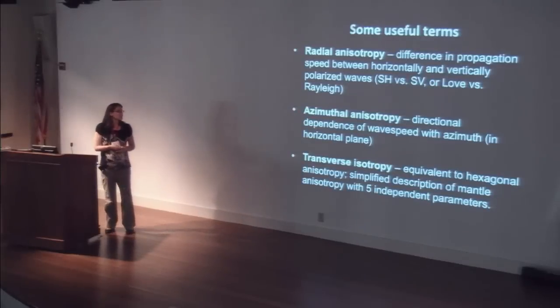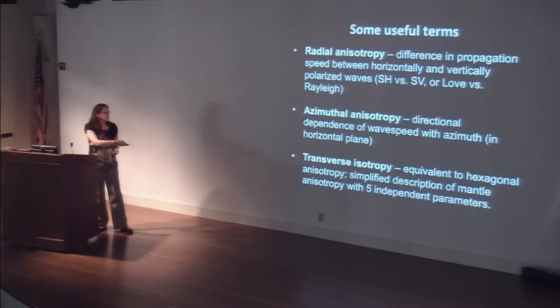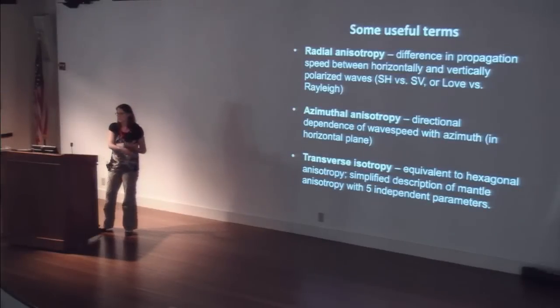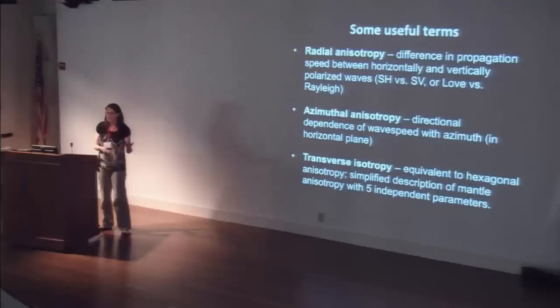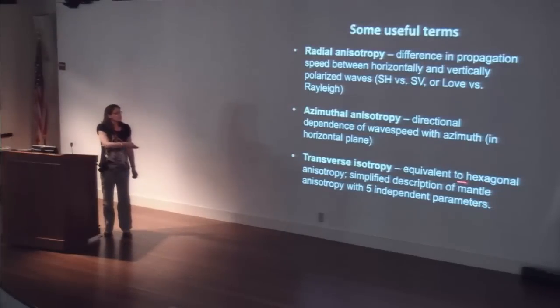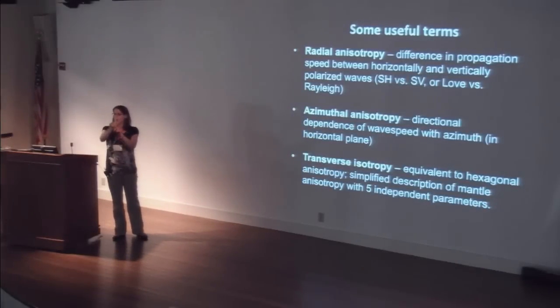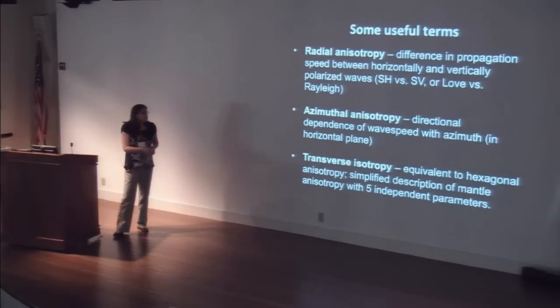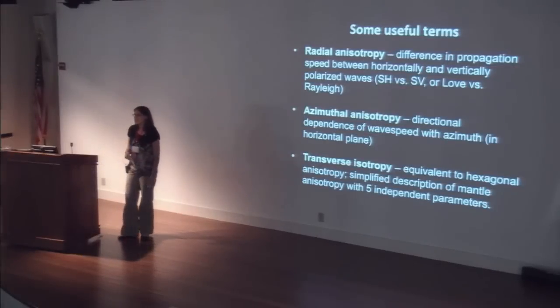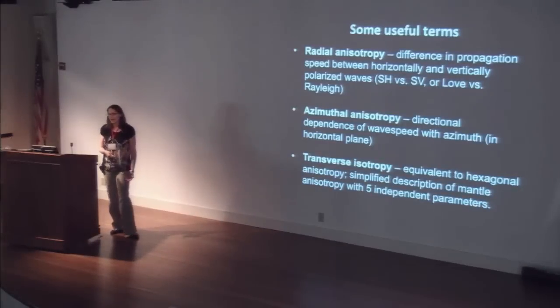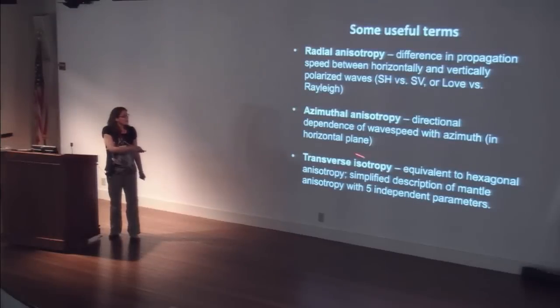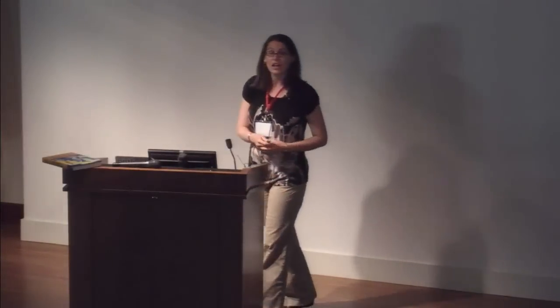One other term that gets used a lot is transverse isotropy. I initially found this term very confusing because it has the word isotropy in it, but it really is describing a type of anisotropic geometry. This is equivalent to hexagonal anisotropy, where you have one symmetry axis, either fast or slow, in one direction, and then in the plane perpendicular to that, you don't have any wave speed variations. So this is often used as a simplified description of mantle anisotropy. And here, instead of 21 independent elastic constants, now you have only 5. So the situation is not quite so dire. But very often, this is used by seismologists as a simplified description of anisotropy in the mantle.